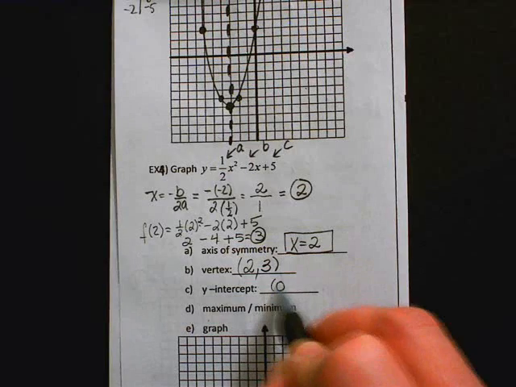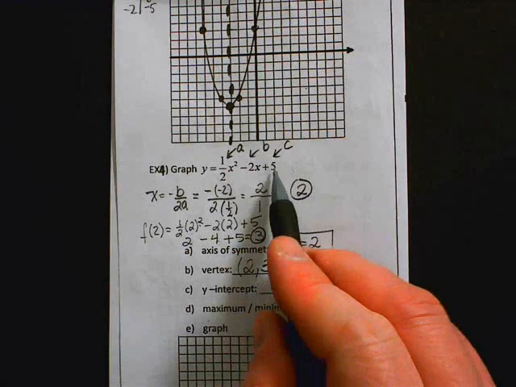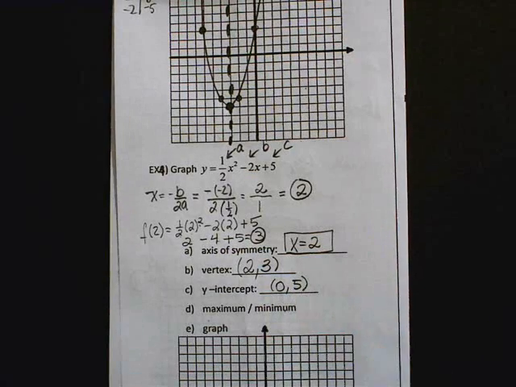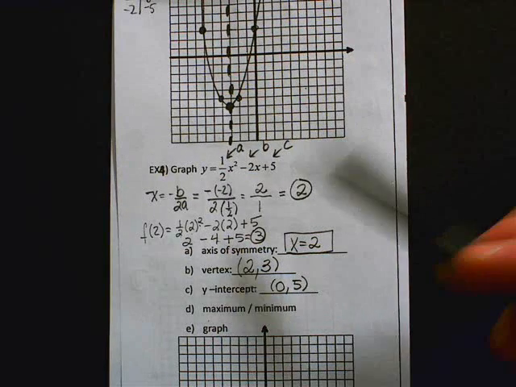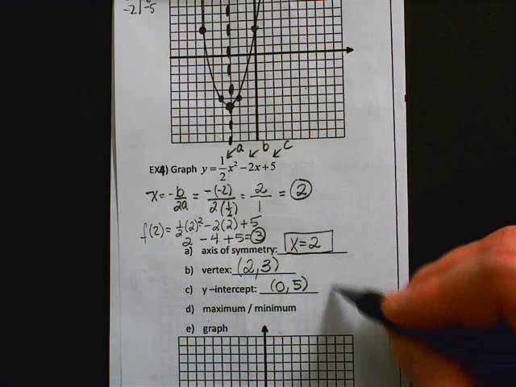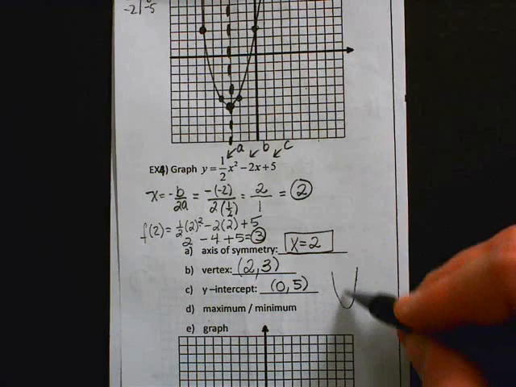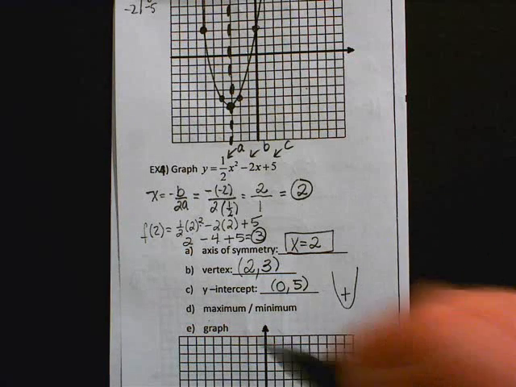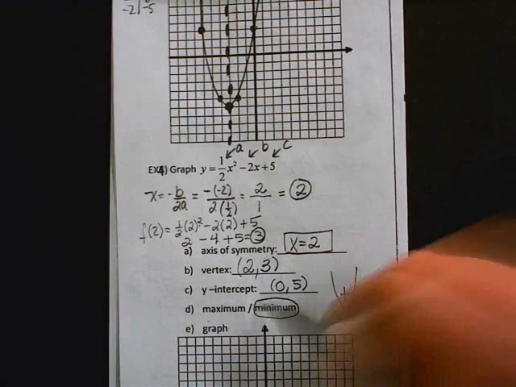Let's look at the y-intercept. The y-intercept is 0 and the letter c, which in this case happens to be 5. Alright, the number in front of the x squared is greater than 0. So that means I have money in my bank or my pocket. So that means I'm a happy guy, and I'm going to have a minimum.